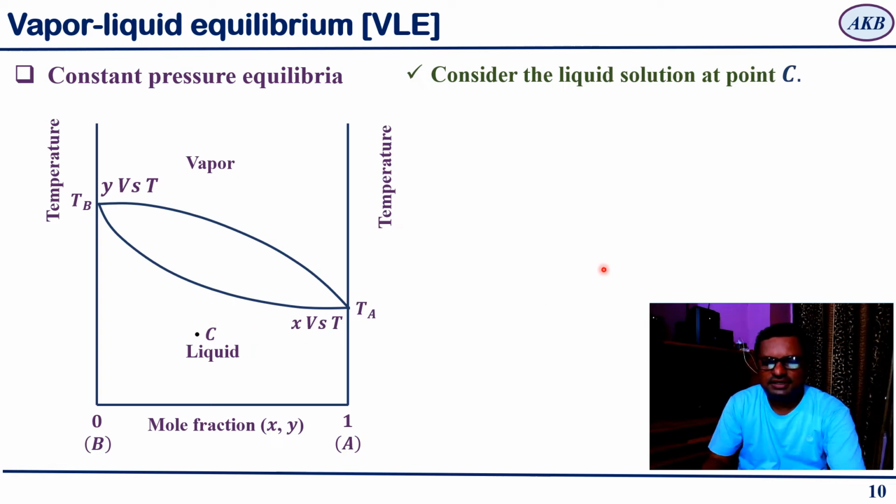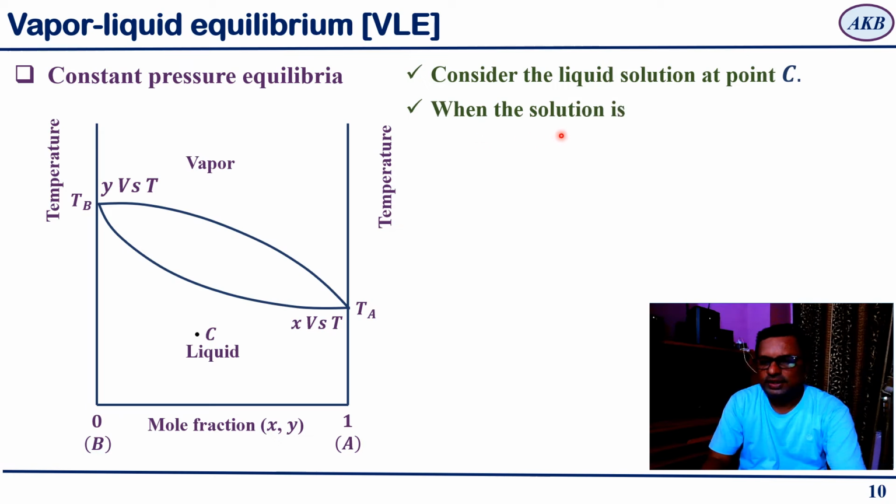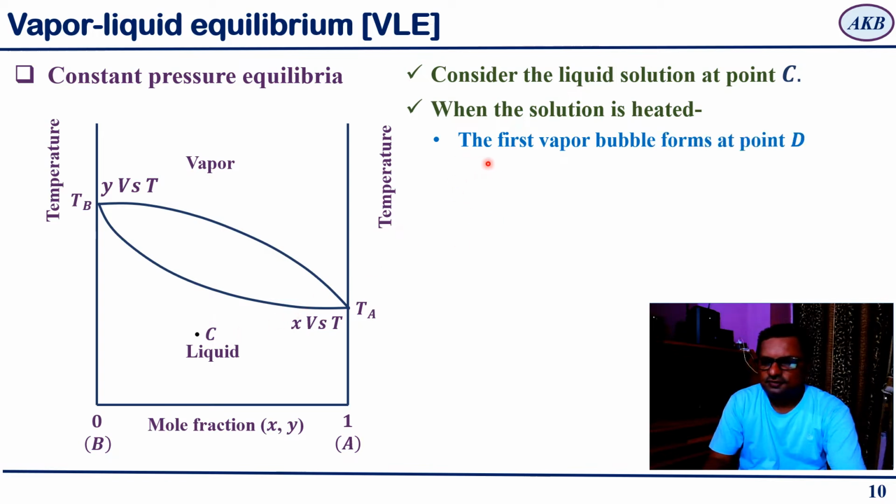Now we will carry out a process in which we will heat the solution. If you are heating the solution, temperature will increase. So let us follow that process. When the solution is heated, what happens? The first vapor bubble forms at point D.